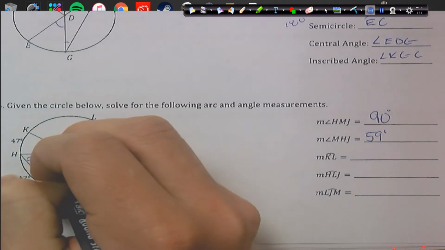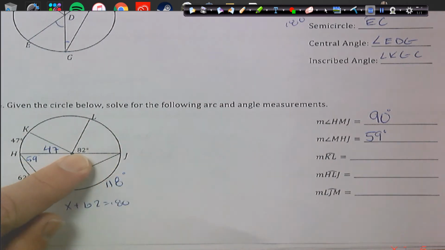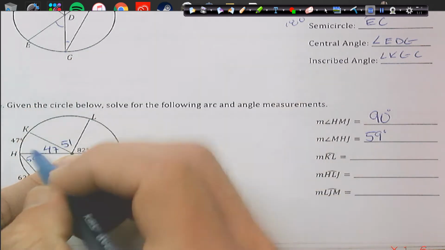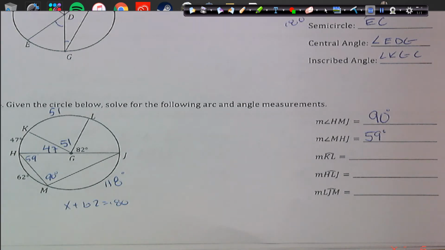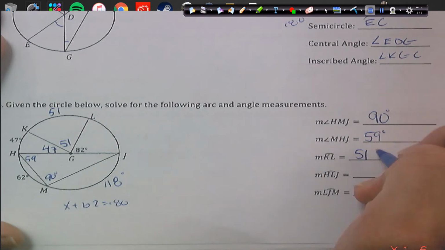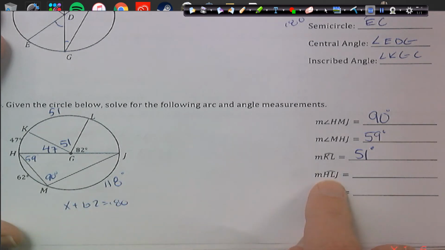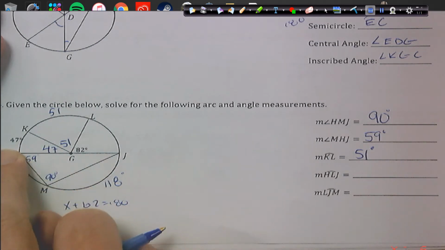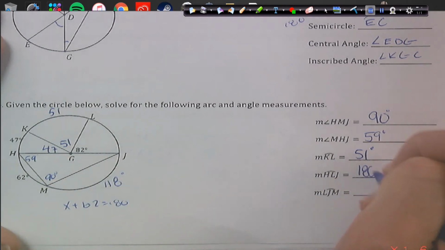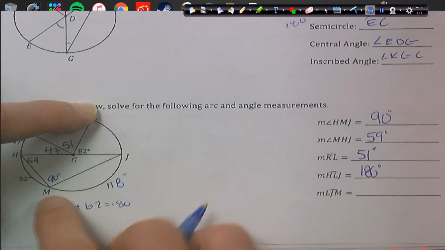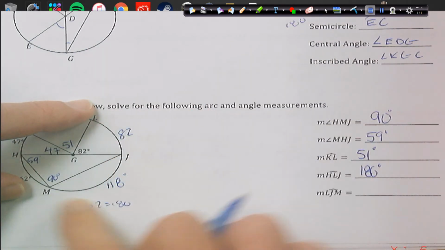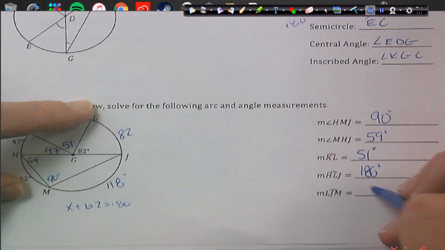KL, well, this is 47. I can add 47 and 82 to get 129, and then I can take that away from 180. That would give me 51. So those three have to add up to 180. So this arc is 51. So KL is 51. HLJ, so I'm looking at an arc. Well, that's just a semicircle, so that's 180. And then we have LJM. Well, if this is 82, I just have to add 82 to 118, and we're going to get 200.